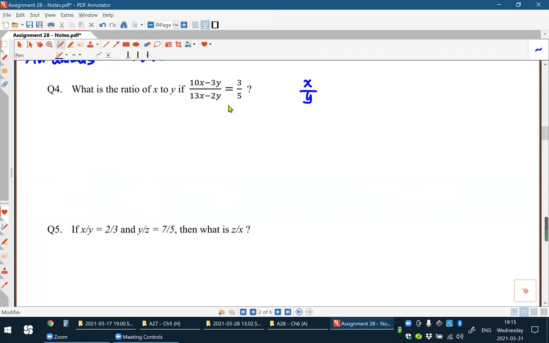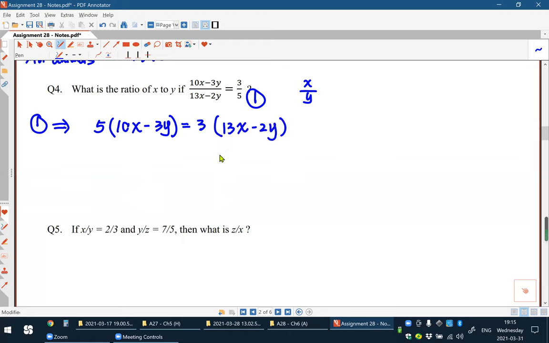Okay, so what do we have here? From this equation, we can get by cross multiplication that 5 times (10X minus 3Y) equals 3 times (13X minus 2Y), right? And we should expand everything, then get 50X minus 15Y equals 39X minus 6Y, right? Okay, so let's put X to the left-hand side, which is 11X, and put all the Y's to the right-hand side, which is 9Y, right?